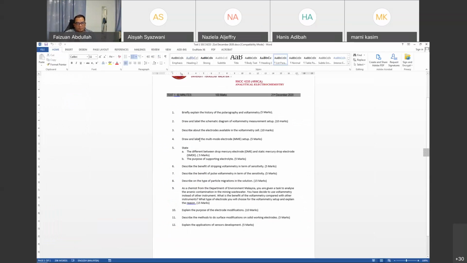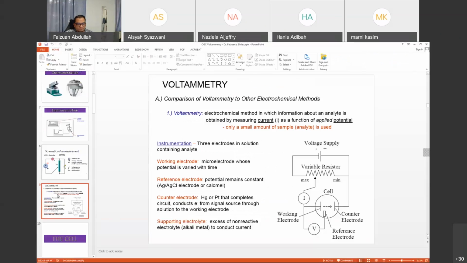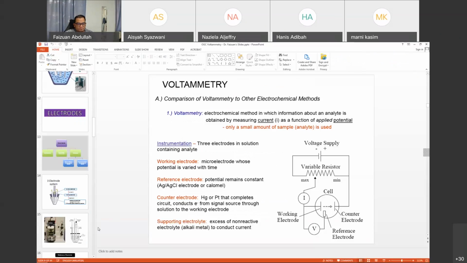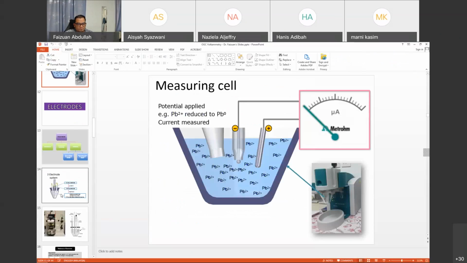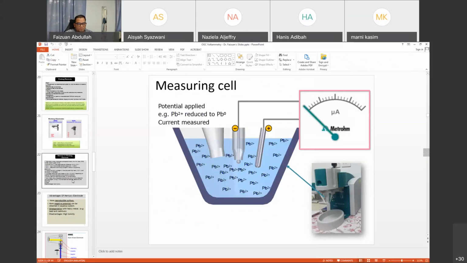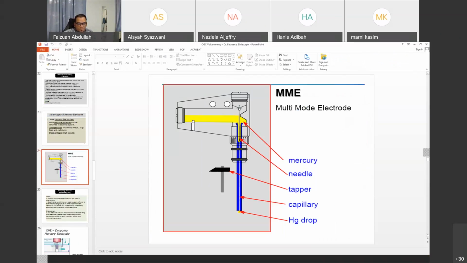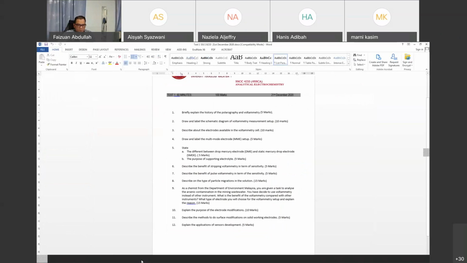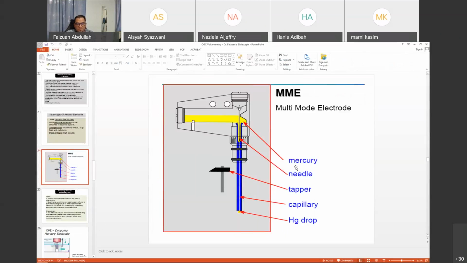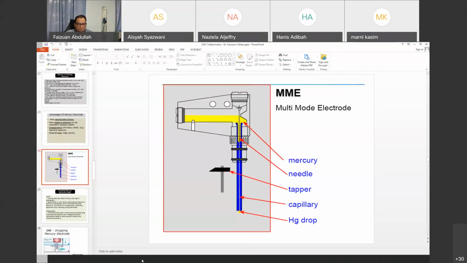Okay, draw and label the multi-mode electrode MME setup. Ini yang mana? Multi-mode mana? Multi-mode. Okay, ni. Okay, berapa markah dia soalan tu? 5 markah. Okay, at least korang lukis dan ada label dia. Mercury, needle, taper, capillary, Hg drop. Dapat 5 markah. Okay.